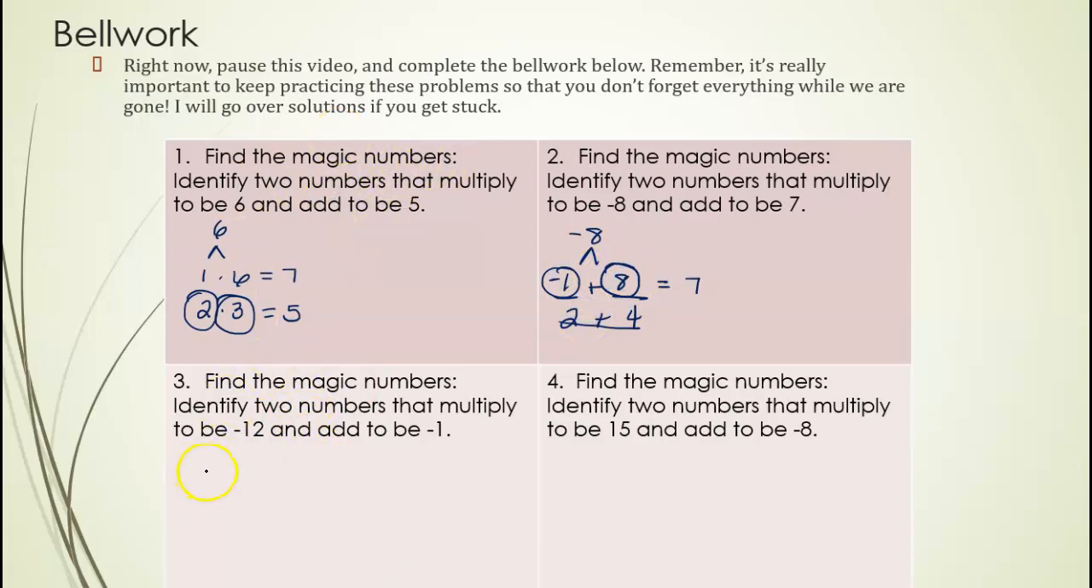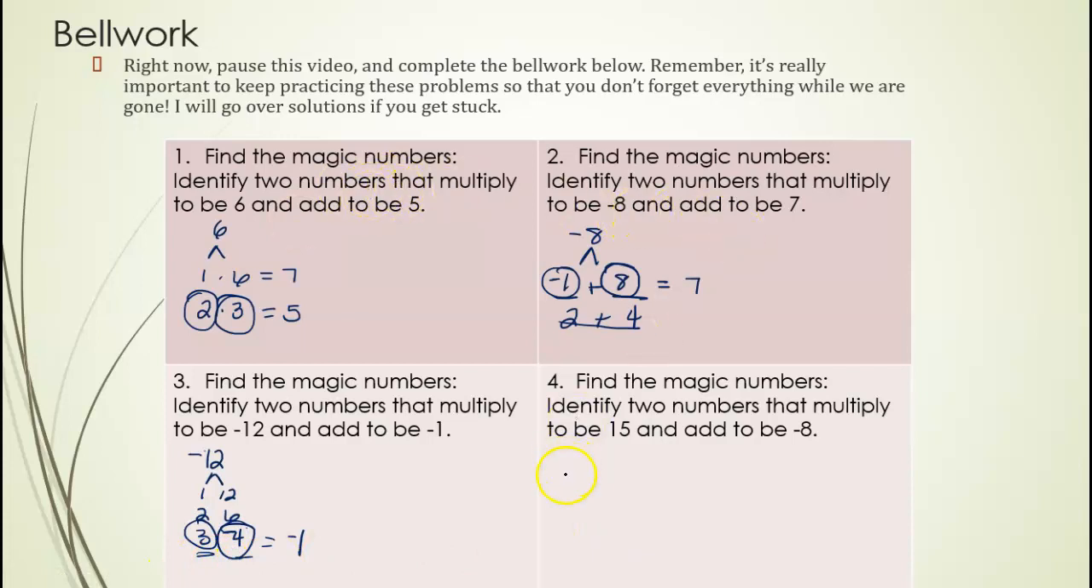For number 3, you want to identify 2 numbers that multiply to be -12 and add to be -1. So if you think about numbers that multiply to be -12, it's 1 and 12, 2 and 6, and 3 and 4. And I want to think about, is there any way to add or subtract these to make 1? Well, 3 and 4 could subtract to make -1. So let's think about, since the number is negative, we want our larger number to be negative. So your magic numbers are 3 and -4.